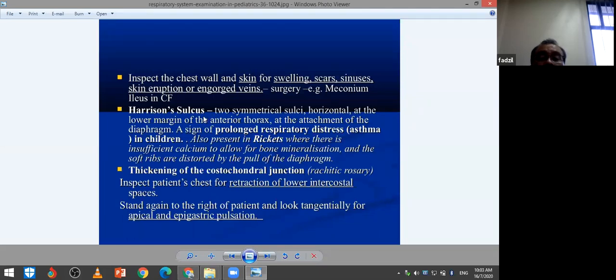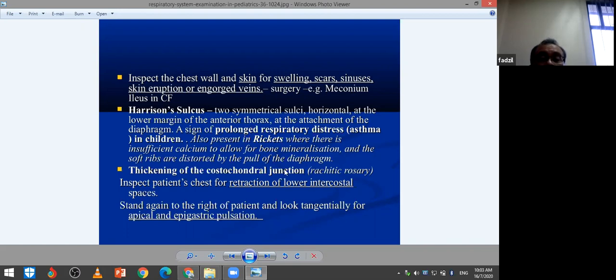Harrison's sulcus shows abnormal use of the diaphragm. It tells you that the diaphragm is overused, and that the patient has a chronic respiratory problem. They have two symmetrical grooves, horizontal, at the lower margin of the anterior thorax. I will show the diagram. It tells you that there is overuse of the diaphragm.